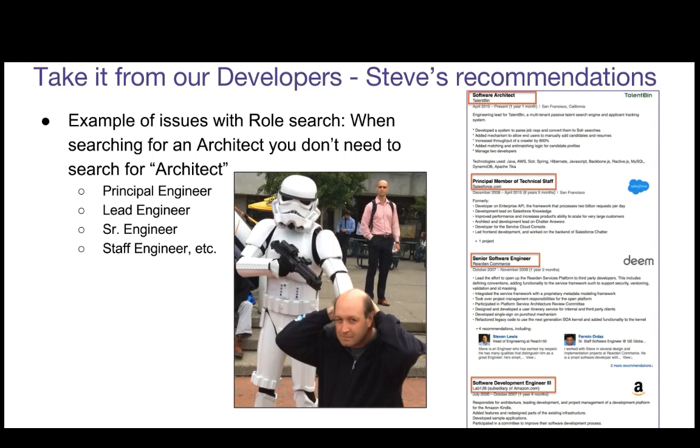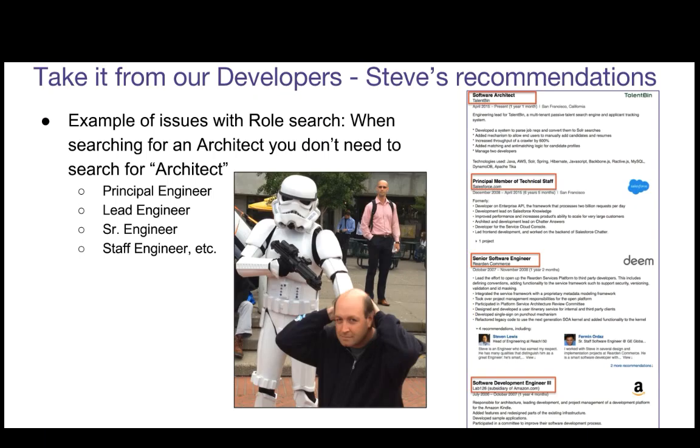We actually have these meetings monthly at TalentBin where we speak with our engineers and talk about what they do, but more importantly, how would you recruit the type of engineer that they are. So Steve, being our architect, he put it really clearly. If you're looking for an architect, you shouldn't do a role search for the word architect, because depending on which company the person's at, their role could change entirely. They might be a principal engineer, a lead engineer, a senior, or a staff engineer, right? And so that's not going to actually give you a great description.